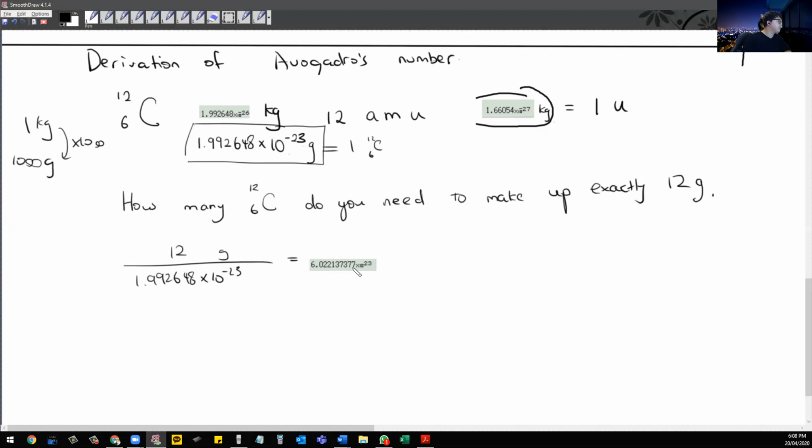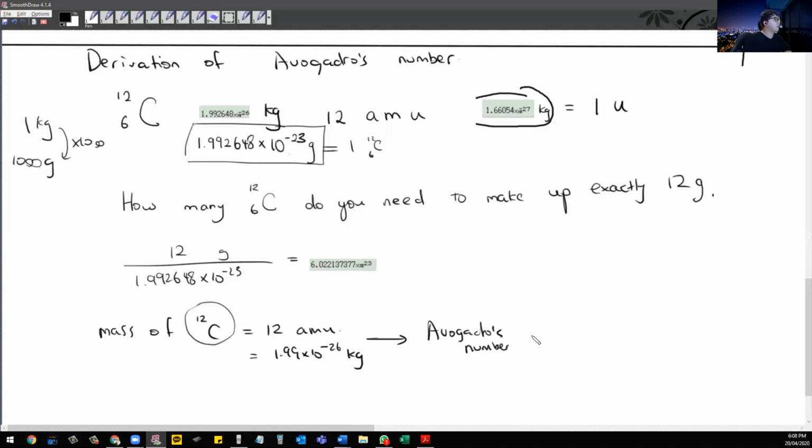What that means is this. What is the mass of carbon 12? Well, the answer is 12 AMU. And 12 AMU is only this 1.99 times 10 to the power of negative 26 kilograms. Very small. If you have Avogadro's number of carbon 12, then that will translate to exactly 12 grams, right?